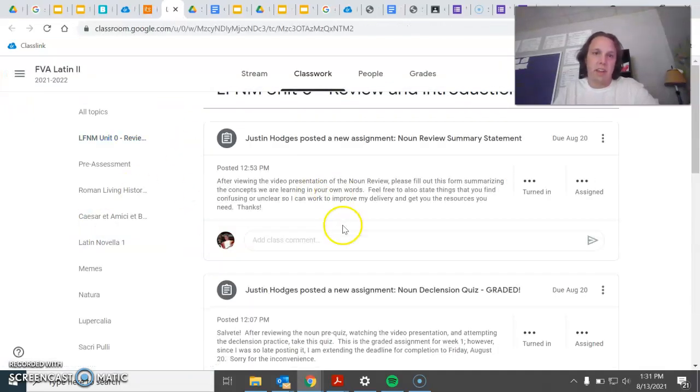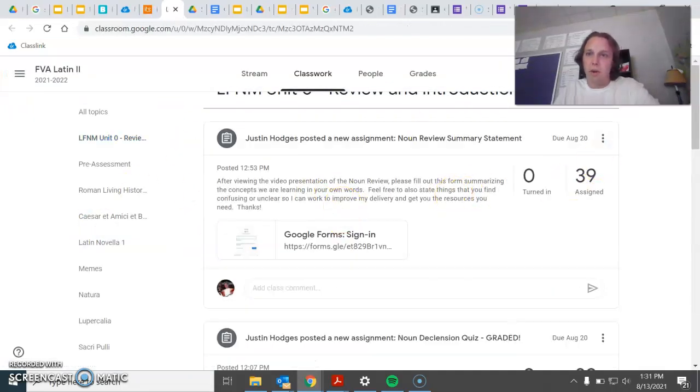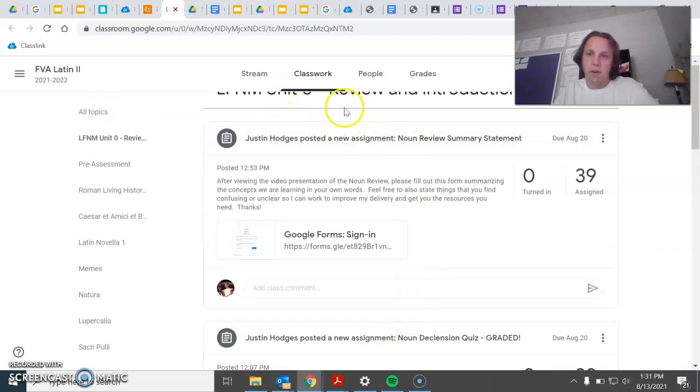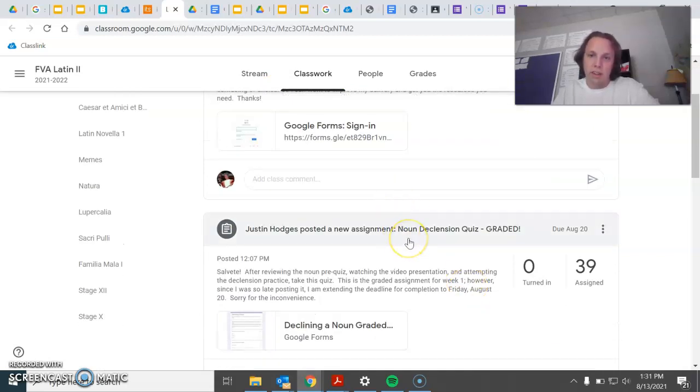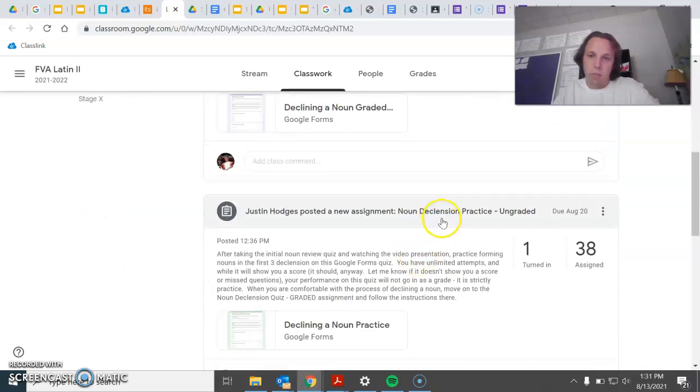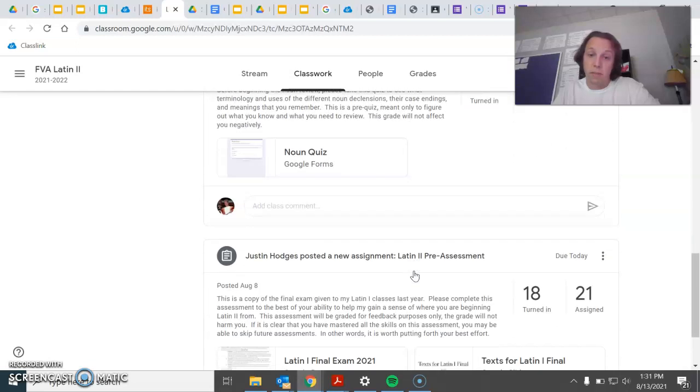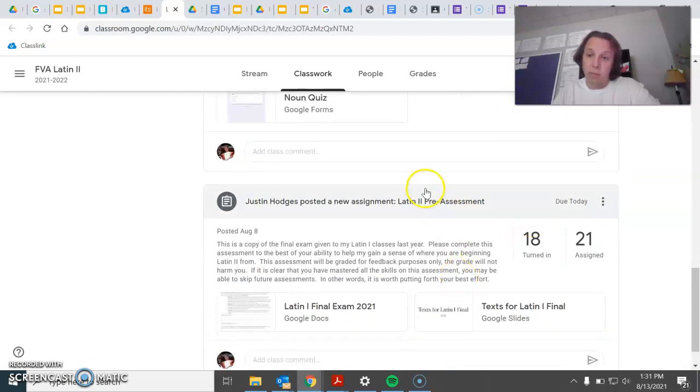Follow this link here. It's going to take you to the class, and it's going to take you to what is called my Unit 0 page, which for whatever reason you are unable to see the top. And this has all the assignments for our Unit 0, our review and introduction stuff. So the summary statement is right here. You'll also see the graded declension noun quiz as well as the practice, the ungraded one. You'll also see down below the first review quiz from earlier in the week that you took before you watched this video. I also have a link to the pre-assessment in here.